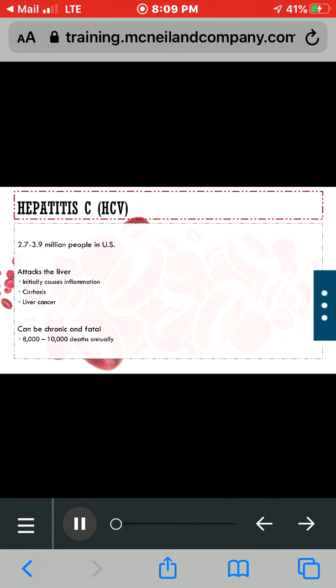Hepatitis C is another virus that may be found in blood and other potentially infectious materials. The CDC estimates that 2.7 to 3.9 million people in the U.S. are infected with hepatitis C. The virus attacks the liver, initially causing inflammation that can lead up to cirrhosis or liver cancer. The virus can be chronic and fatal, with 8,000 to 10,000 deaths in the U.S. being the result of the disease annually.